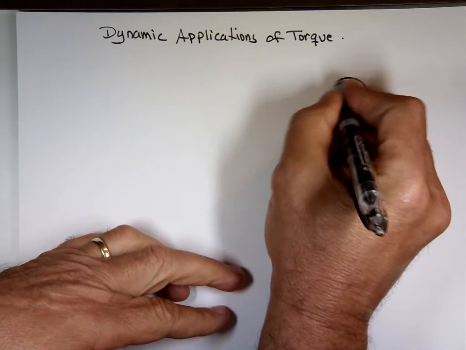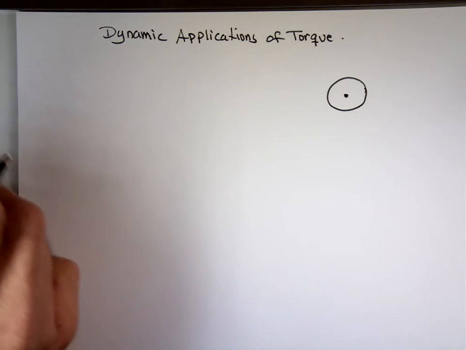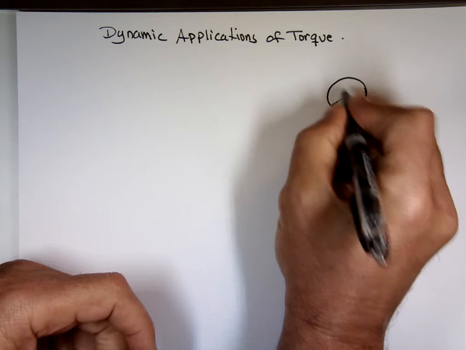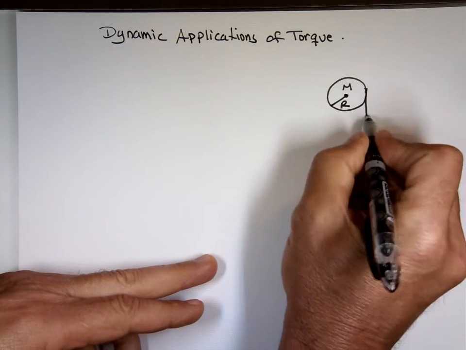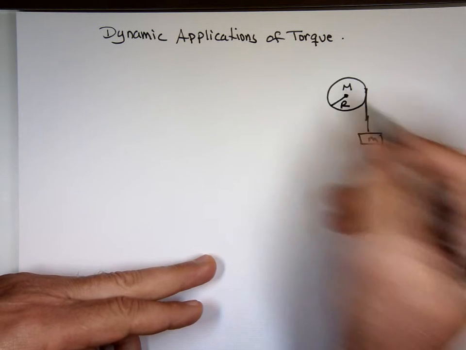We have a pulley. It has some mass and radius. I don't know, we usually know these, and has a mass. And you have a string attached to it, wrapped around it with the weight hanging down here. We'll use small m for this mass, capital M for that one.